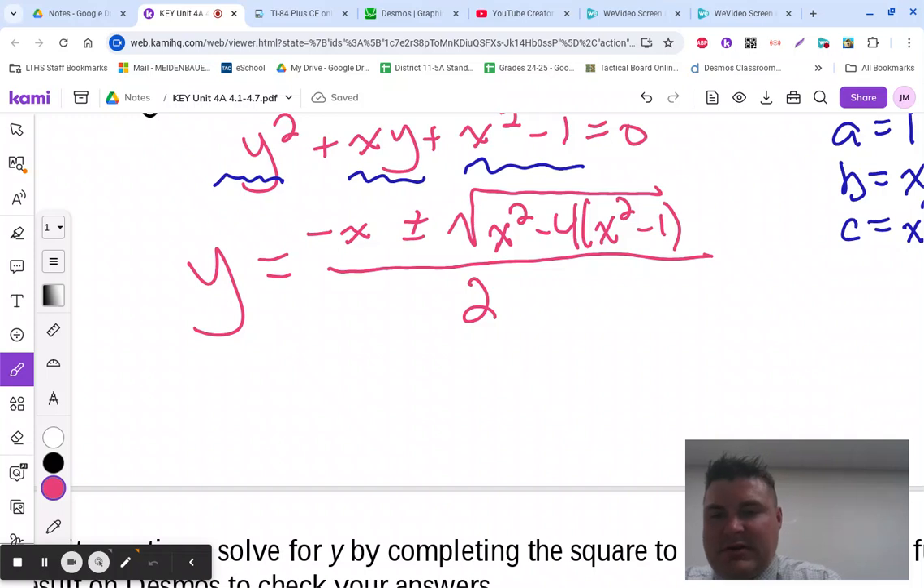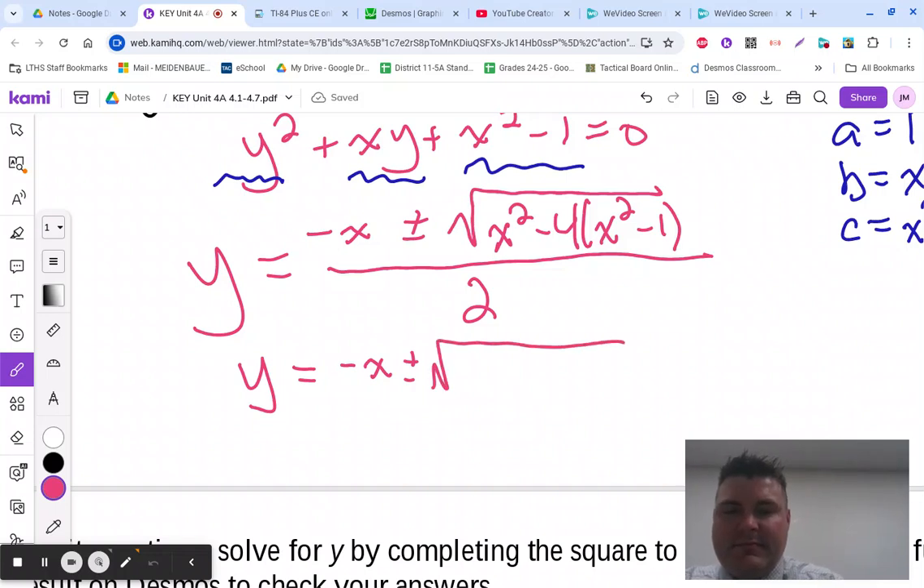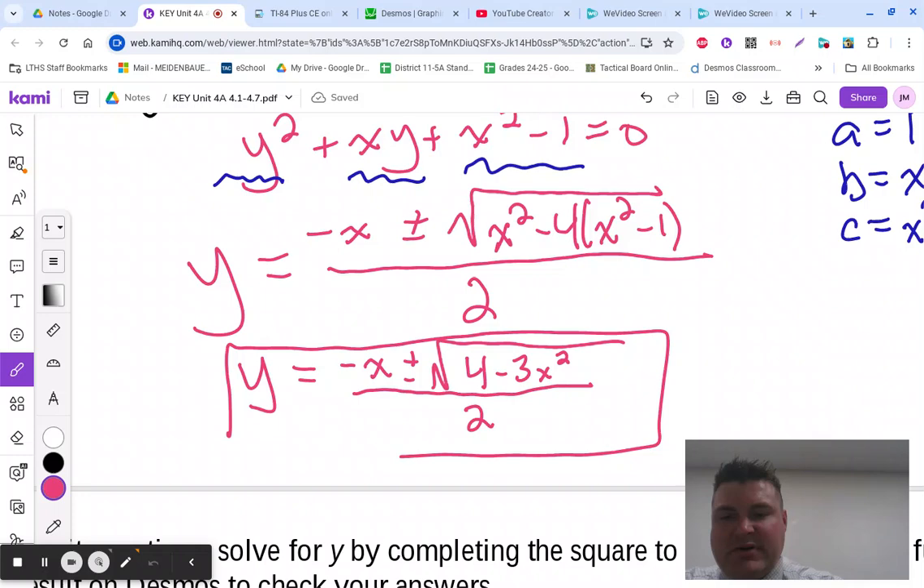So this will be y equals -x. If I were to simplify that inside the radical, I'm going to get 4 minus 3x squared. I hope that's what I get. Oh, I have the answer key next to me. I can probably look at that. 4 minus 3x squared all over 2. All right. And there you go. That's what y is equal to. Why am I boxing this one and not the other ones? I don't know, because this is zoomed in. Okay, so there you go.